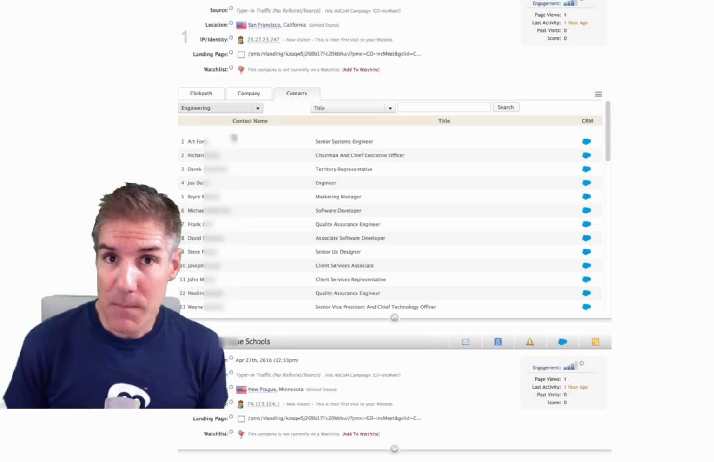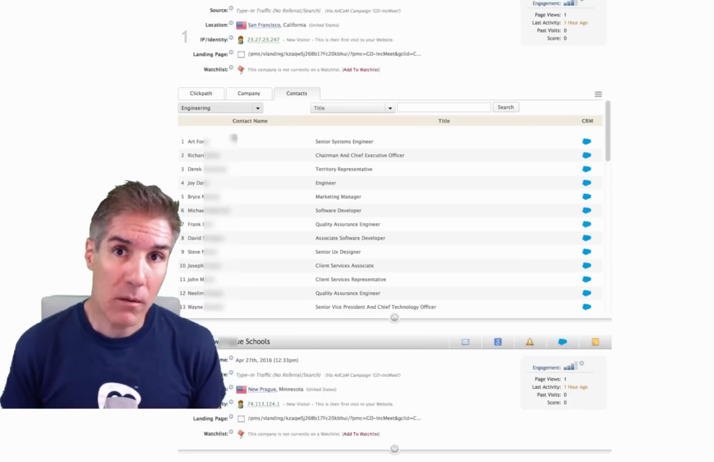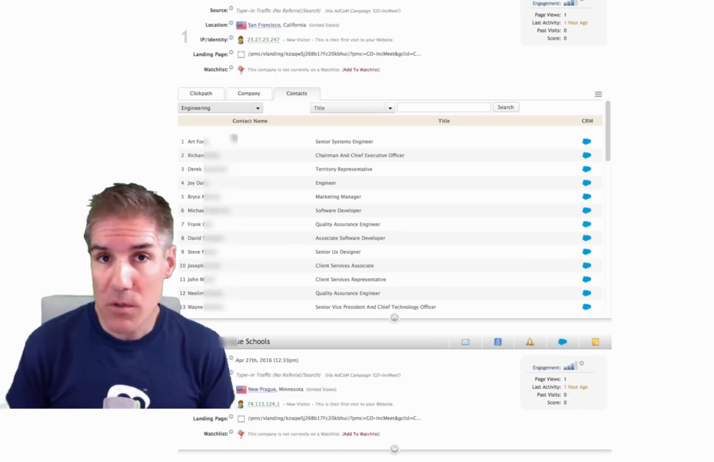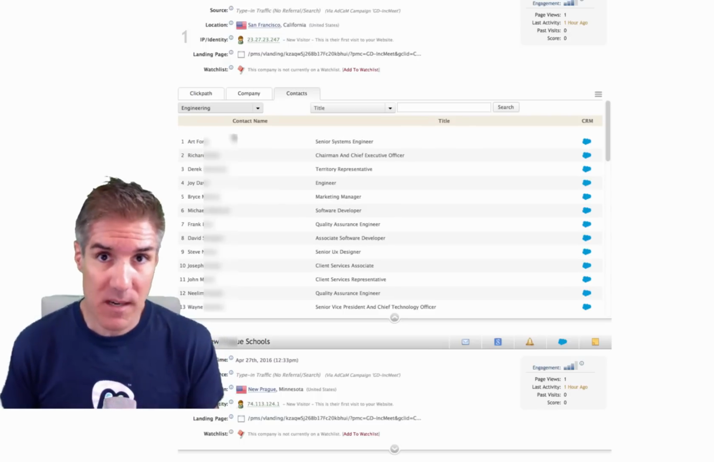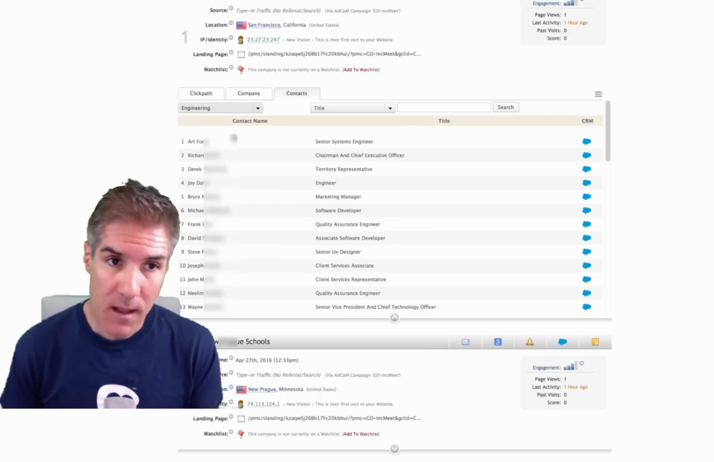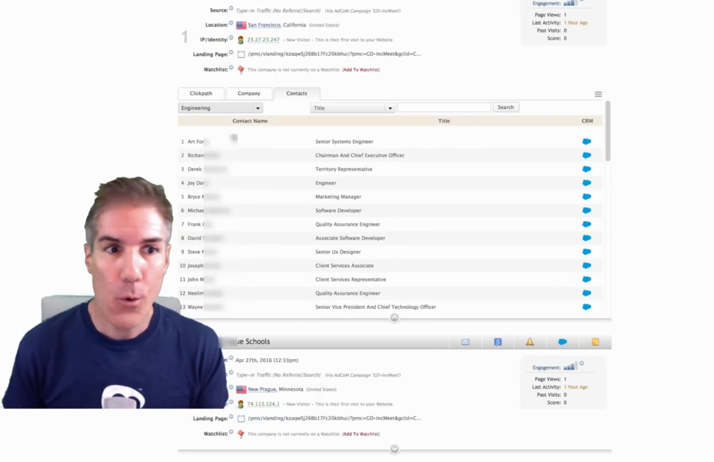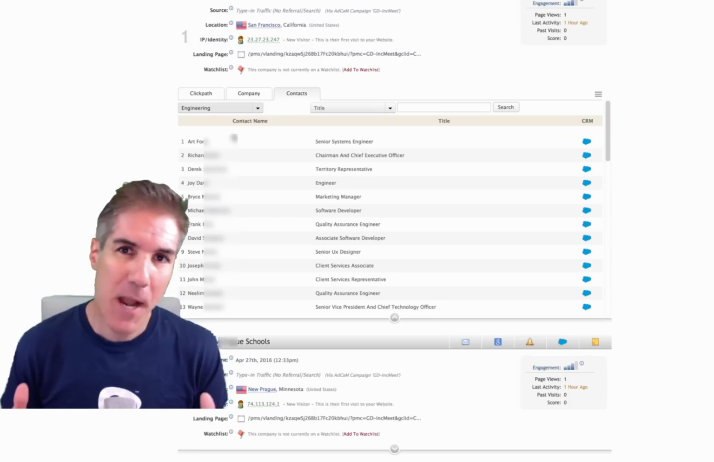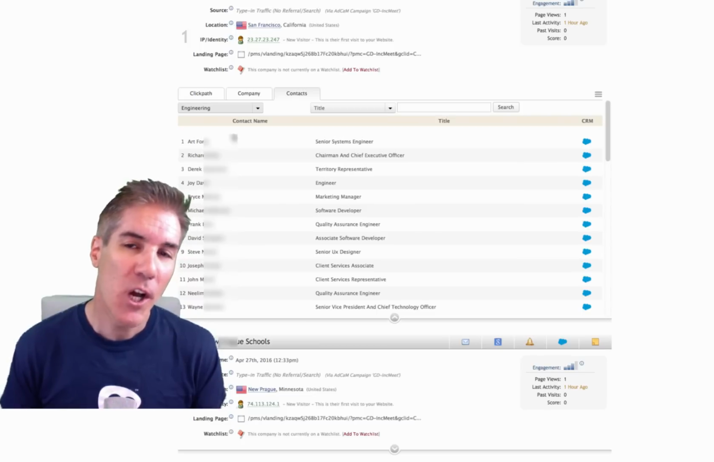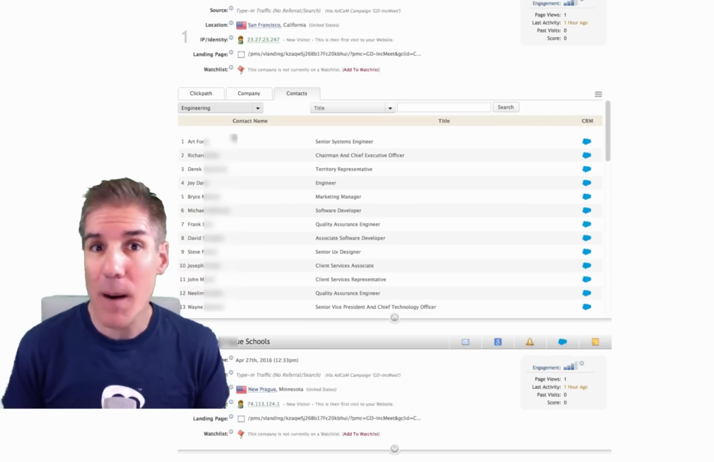So there's a quick tip for you on how you can get more value out of your Google AdWords, which is seeing what companies are visiting, because Google doesn't tell you that, and then also who those contacts are. So think about how much money and time you're going to save and how much more focus you can put on your demand generation and follow-up by following this guidance.